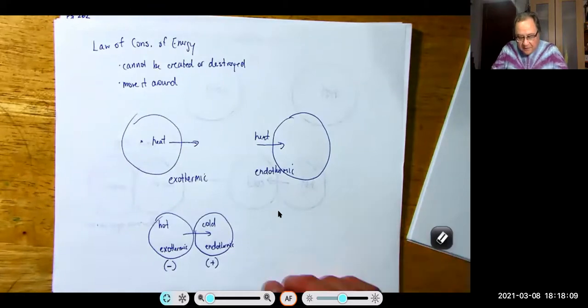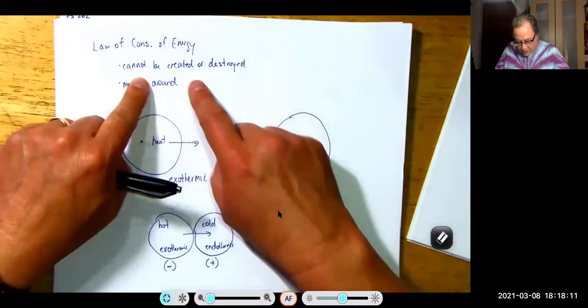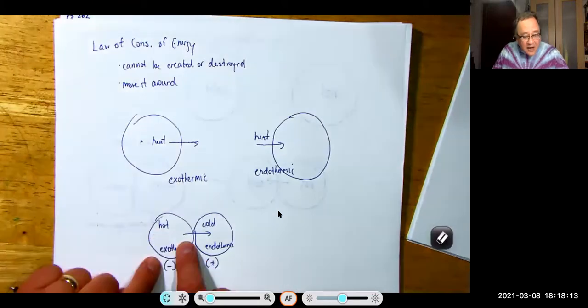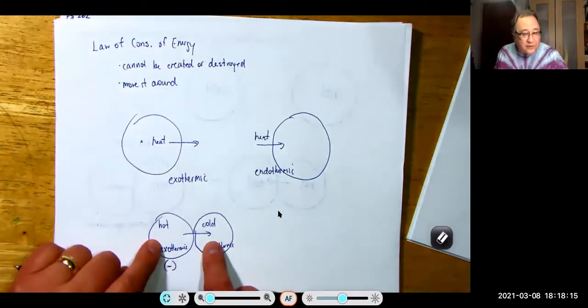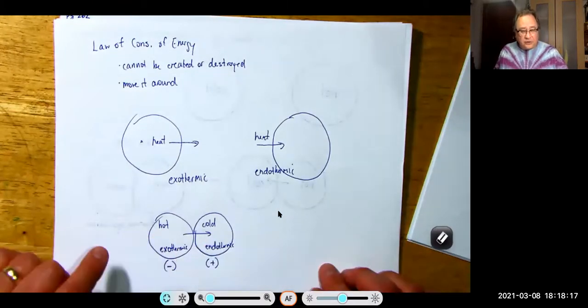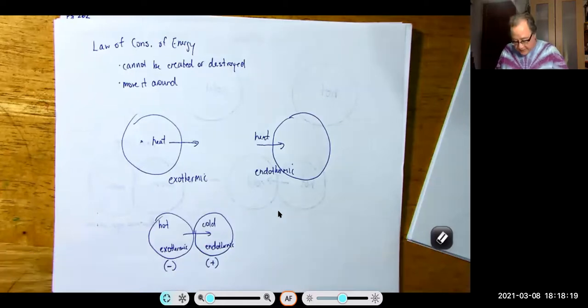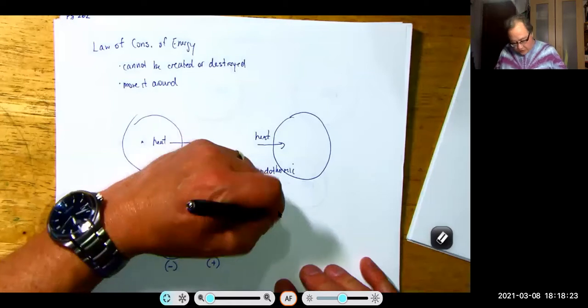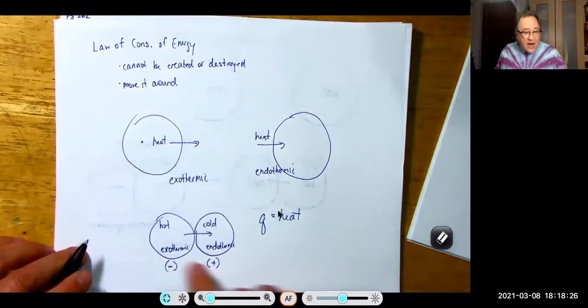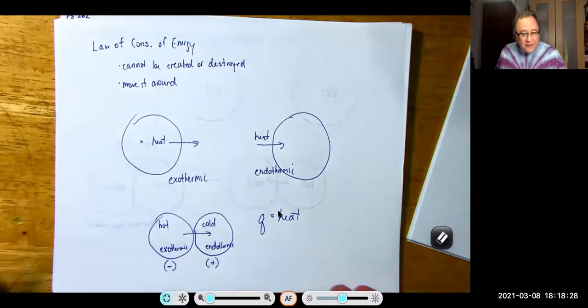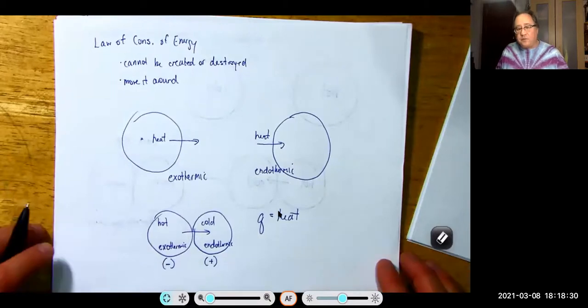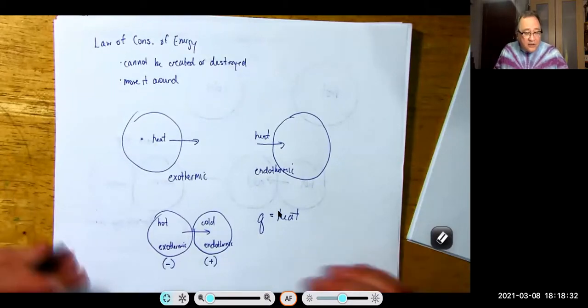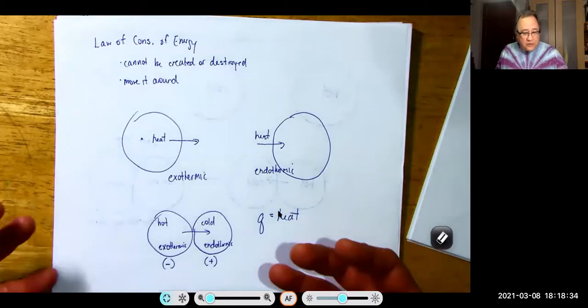Now, if heat cannot be created or destroyed, whatever amount of heat is leaving the hot equals the amount of heat that's entering the cold. The symbol for heat is Q. So the Q that's leaving the hot is equal but opposite in sign to the heat entering the cold.